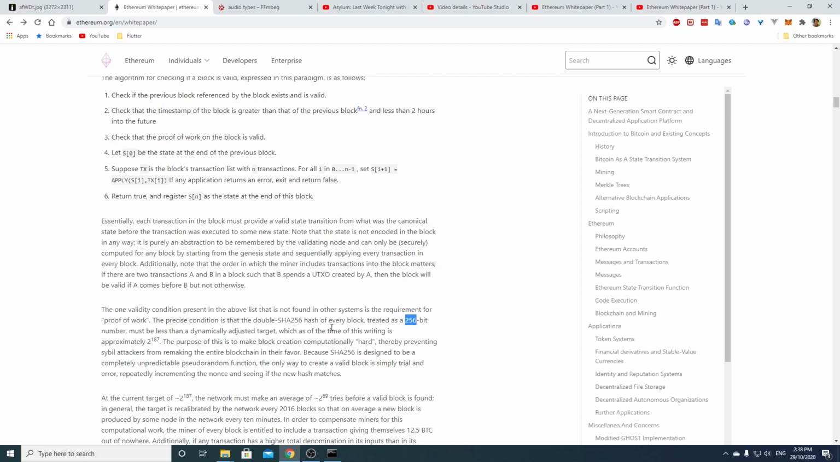So the difference here is basically roughly the number of hashes that you will have to compute before you have a match. The purpose of this is to make block creation computationally hard, thereby preventing cyber attackers from remaking the entire blockchain in their favor. Okay, cyber attackers.